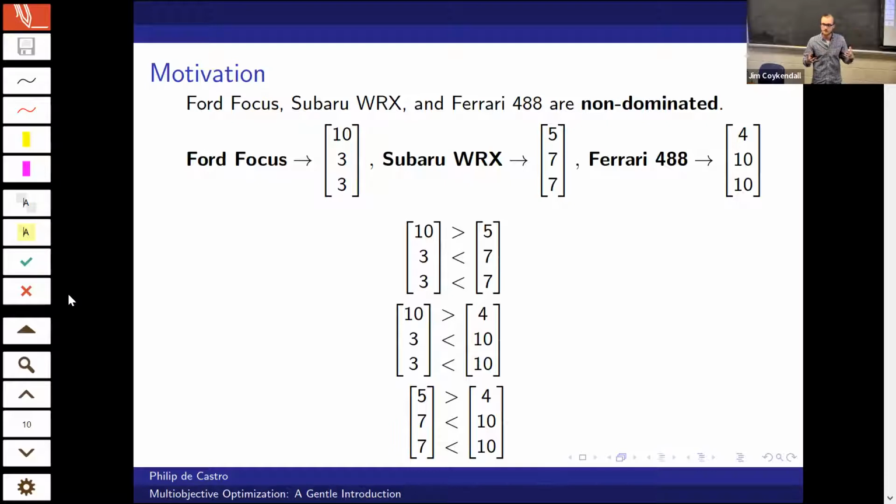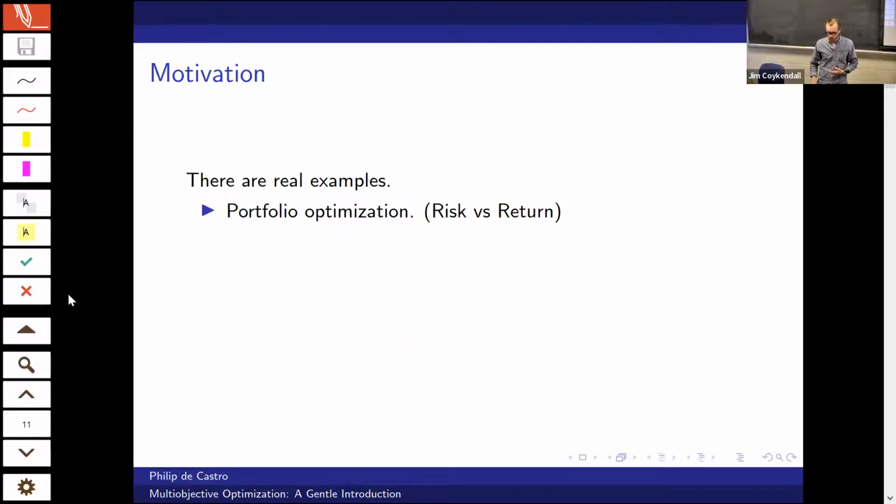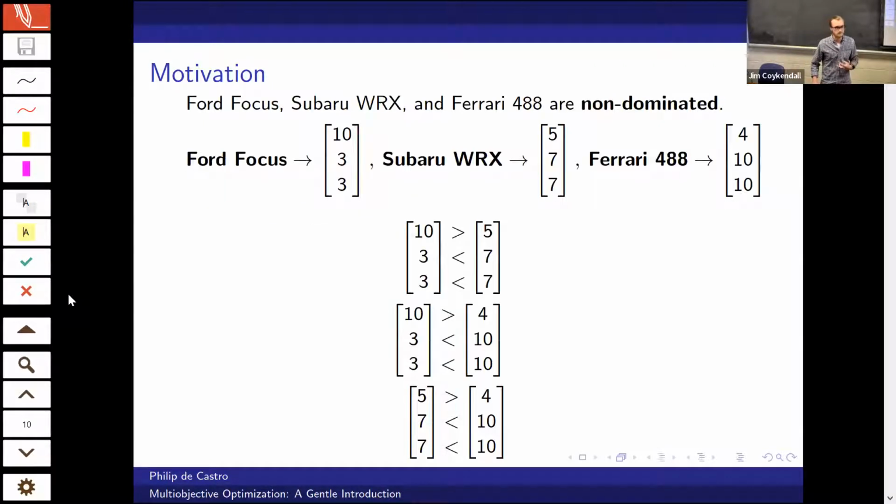to basically look at the trade-offs. I have to see, am I willing to trade off this much safety for this much in speed? Am I willing to trade off this much in speed for this much in looks, et cetera? So basically what we have found here are so-called non-dominated solutions. And that gets at the heart of multi-objective optimization. That's really what we're all about.